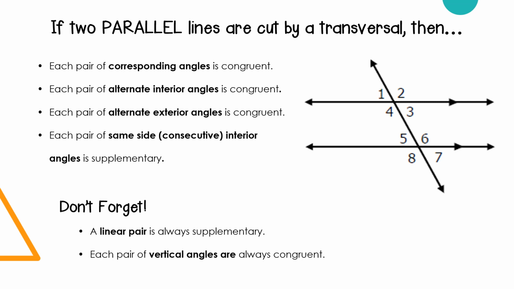Your same side or your consecutive interior angles are going to be supplementary. Remember that supplementary means that they add to equal 180. The sum is 180. So 4 and 5 would add to equal 180, and so would 3 and 6.